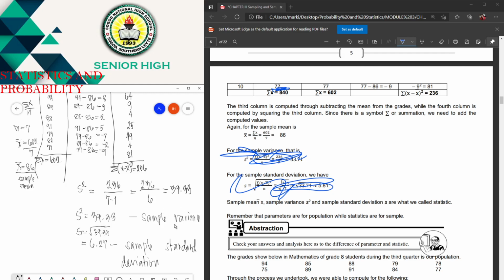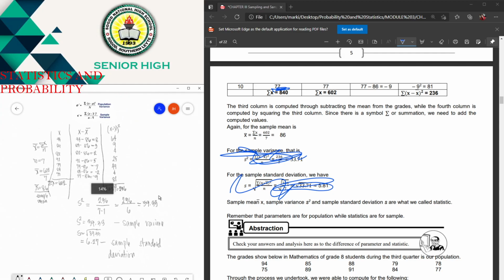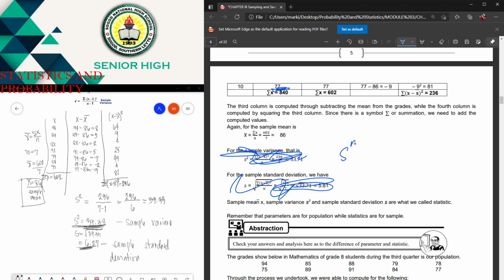Okay? So remember that parameters are for population while statistics is for sample. Again, please take note of the formula. Please do not forget the formula and the steps how to get that one. So again, this is the sample standard deviation. This is the sample variance. And this is the sample mean. What is the formula in getting the sample variance? We have s squared is equal to summation of x minus x bar squared over n minus 1. So please do not forget this one.